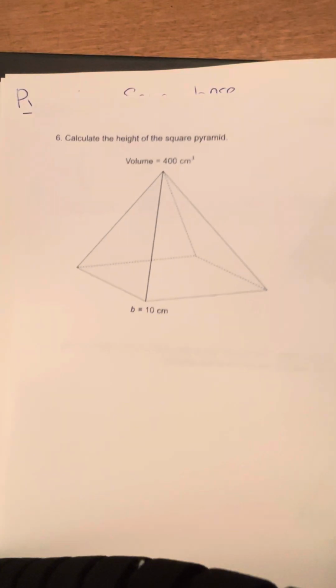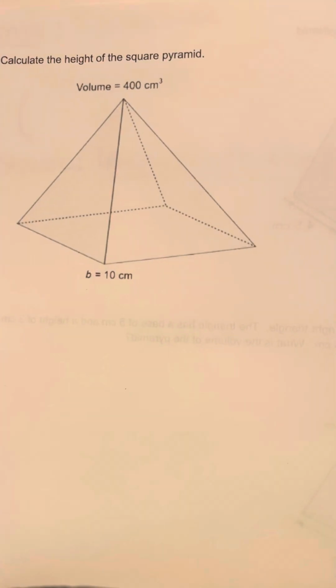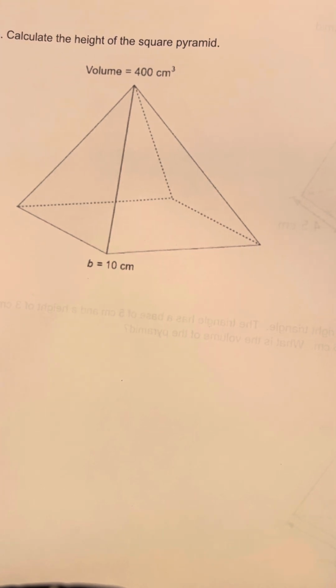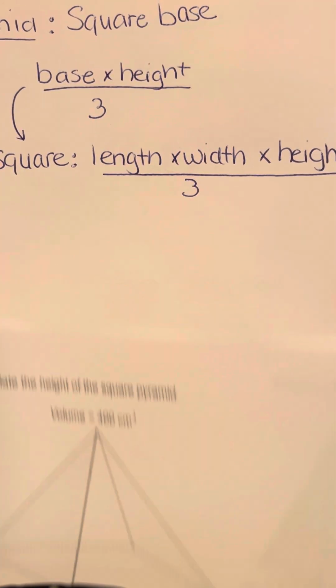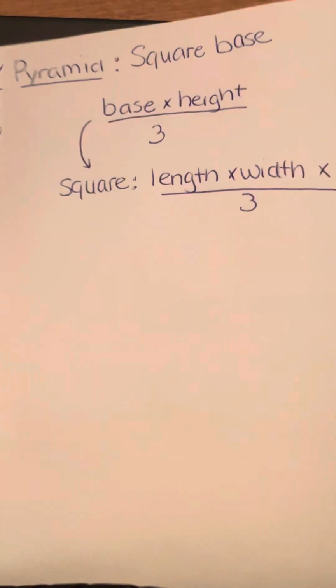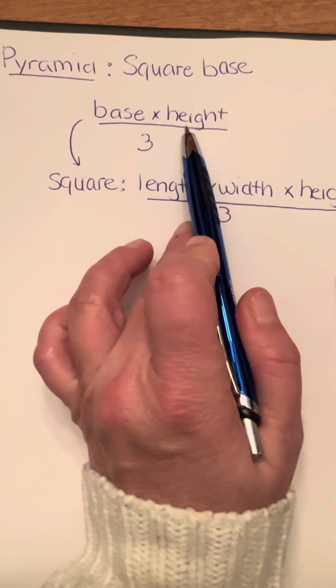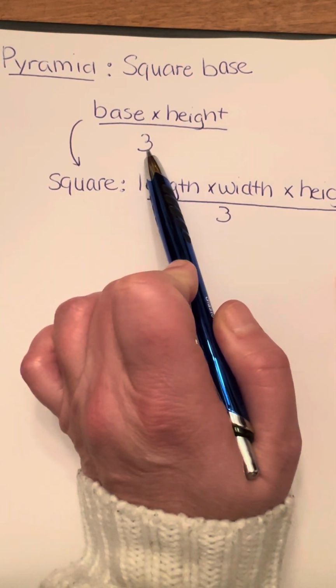We are doing some volumes, and so we are looking to calculate the height of a square pyramid when we have a volume of 400 cubic centimeters and a base area of 10 centimeters. So we're going to look at the formula of this. So we have a square base pyramid. The volume of a square base pyramid is the base times the height divided by 3.